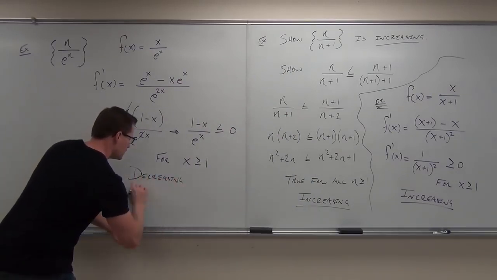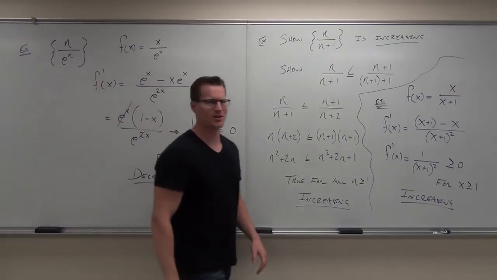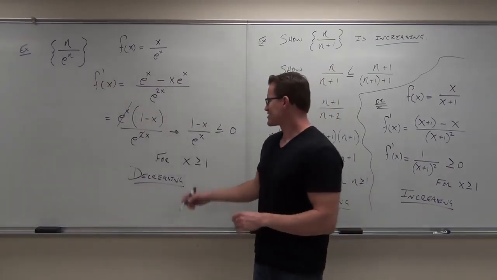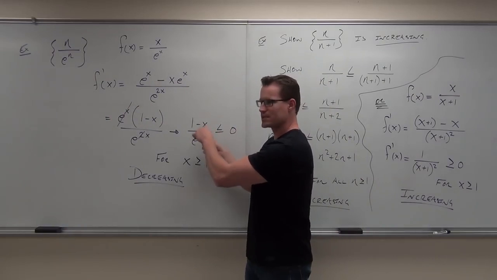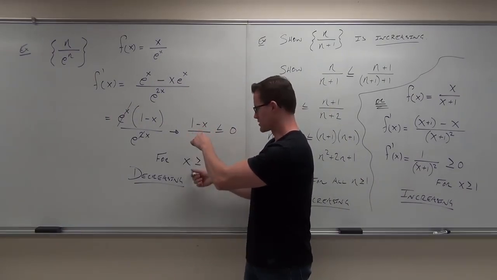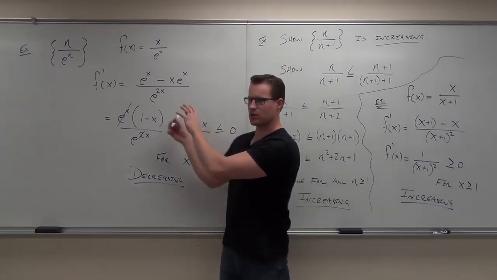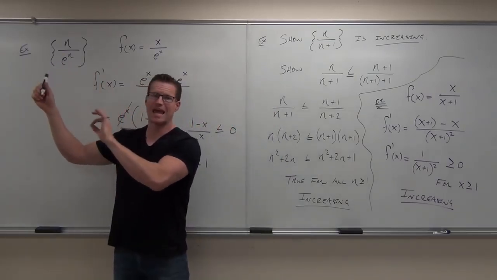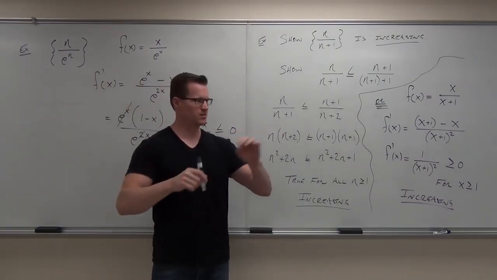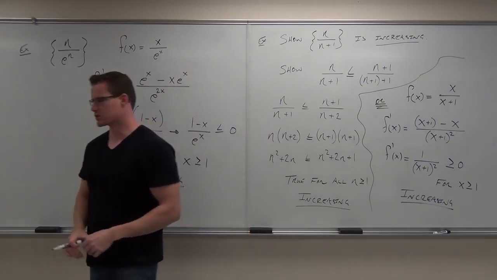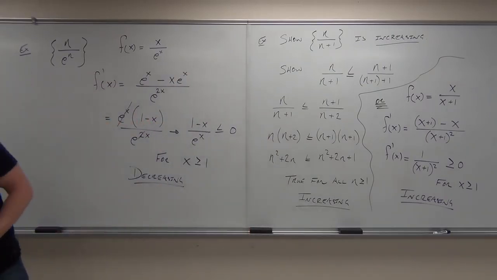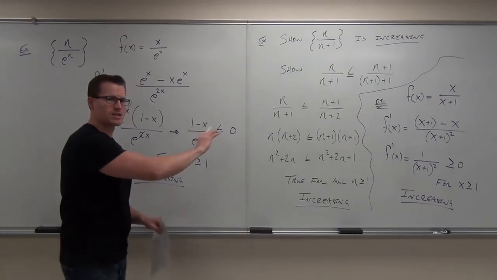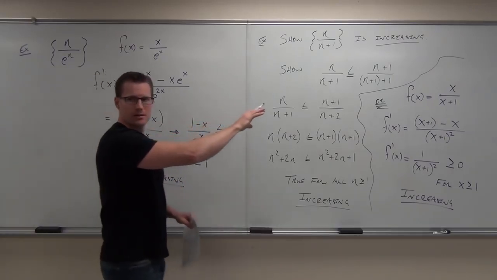Hopefully it makes sense. So if this is always negative for x greater than or equal to 1, then that function is always decreasing for x greater than or equal to 1. So that sequence is always decreasing for n greater than or equal to 1. You see the jump? We just showed that function is decreasing all the time. Now here's what we're trying to get to. Have I made this make sense to you? Any questions about this side?